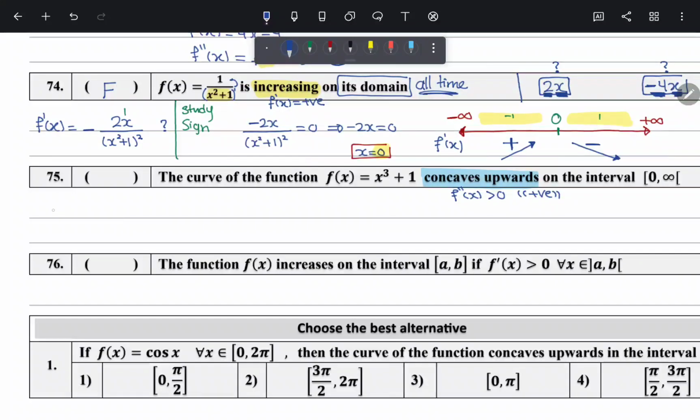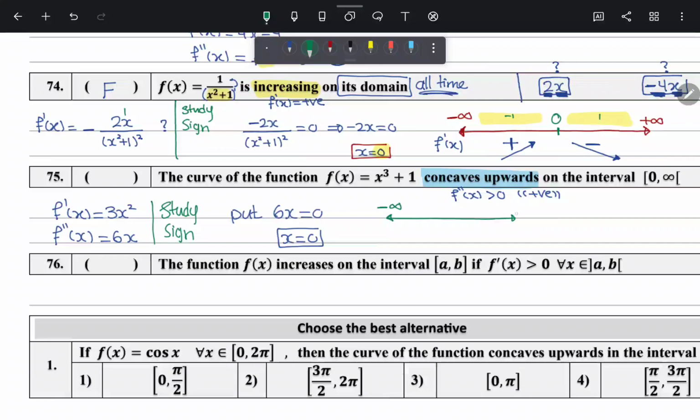Okay? Positive. So let's do that. Let's find the first derivative. So the first derivative would be equal to 3x squared plus 0. The second derivative would be equal to 6x. There is an x, which means we don't know what the sign is. So we need to study the sign. How do we study this sign? We put it equal to 0. 6x equal to 0, so x is equal to 0. So this is the value of x. Now we draw a number line. So this is a number line. Okay? It starts at negative infinity, goes to positive infinity. I'm going to put 0 here.